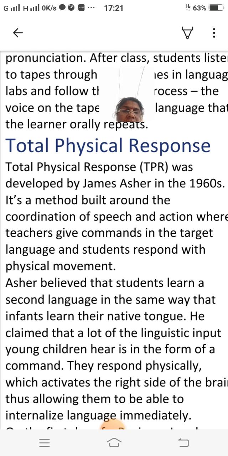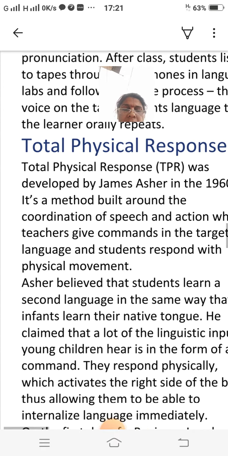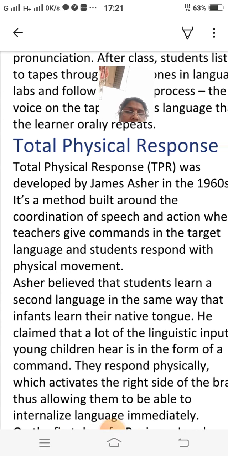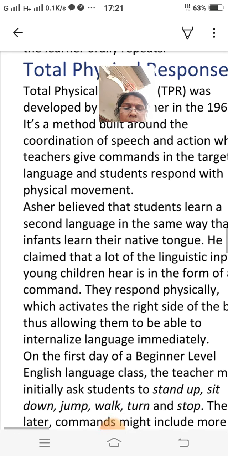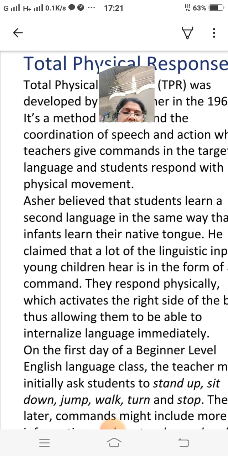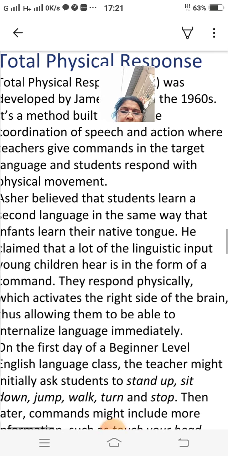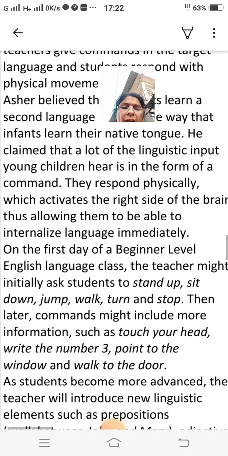They respond physically, which activates the right side of the brain, thus allowing them to internalize language immediately. On the first day of a beginner level English language class, the teacher might initially say: jump, walk, turn and stop.